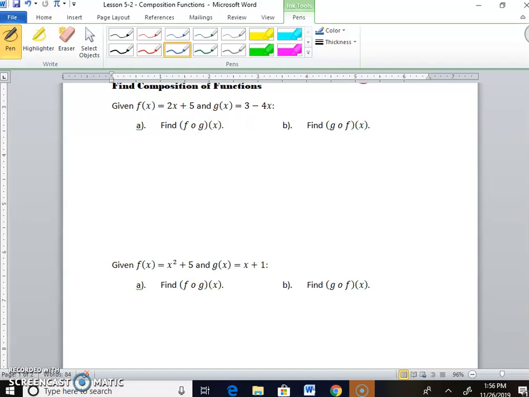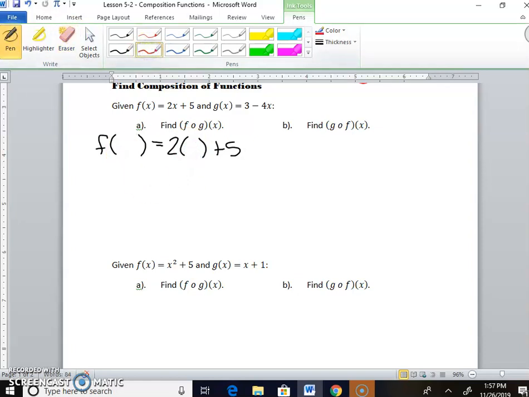The first thing you need to do is, if it asks you for f open circle g of x, identify what that means. So f open circle g of x means f of g of x. That's important because that's telling us what we need to plug in. Now real quick, functions review. If I have f of x equals 2x plus 5, that x was just a placeholder. If I wanted to plug in a 2 there, that just meant that I plugged in a 2 over there. That should be review for you guys.